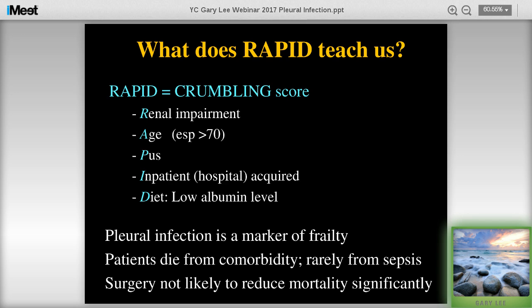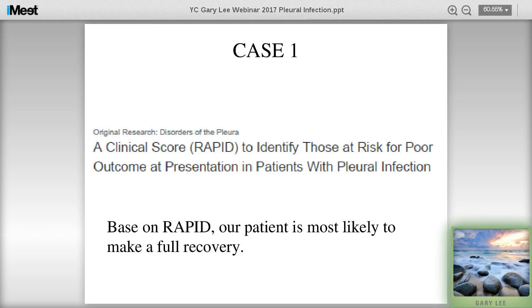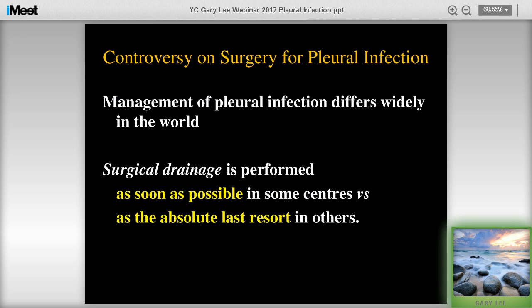And you notice that in the RAPID score, there's nothing about how many loculations they have, what organisms they have. It is all their comorbidities. So the patient often die from the comorbidity rather than from the sepsis. And because of that reason, it is another piece of evidence that surgery is not likely to reduce mortality in this group of patients. So if you apply the RAPID score to our patient, you can give him some scientific proof that he is likely to live and make a full recovery.